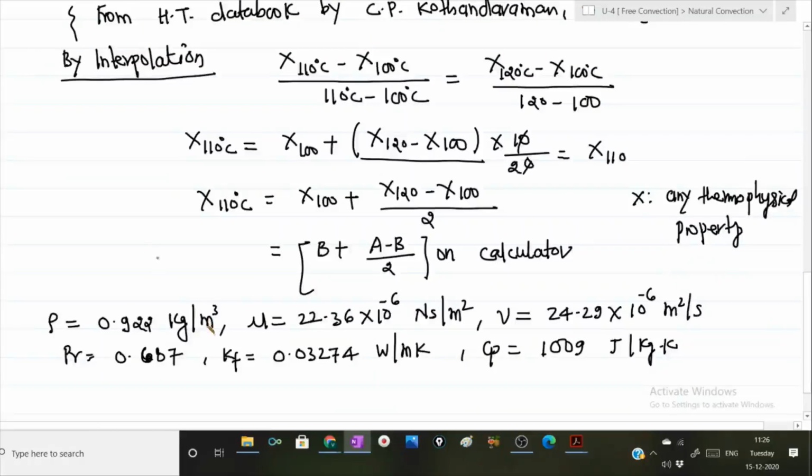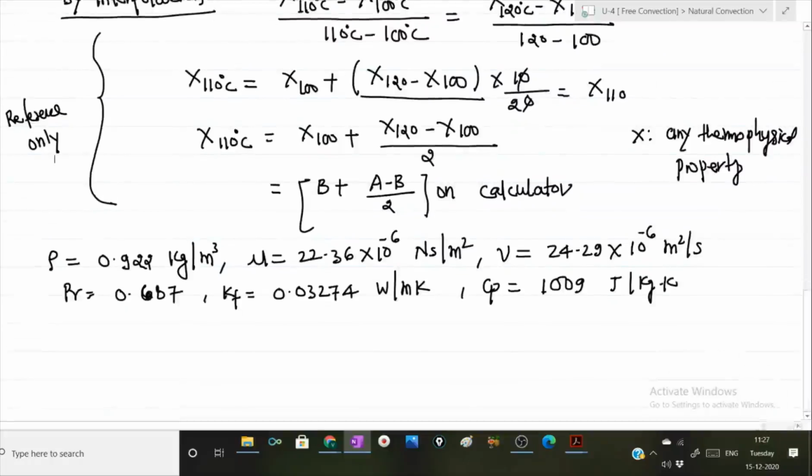Once again, please do not show the detailed calculation on the problem itself. Many people show intermediate calculations, that is not required at all. This calculation has been shown for your reference purpose only. Otherwise, you need not show this calculation as part of the solution. You directly write this formula on calculator, use data book and write down all these properties directly. Okay.